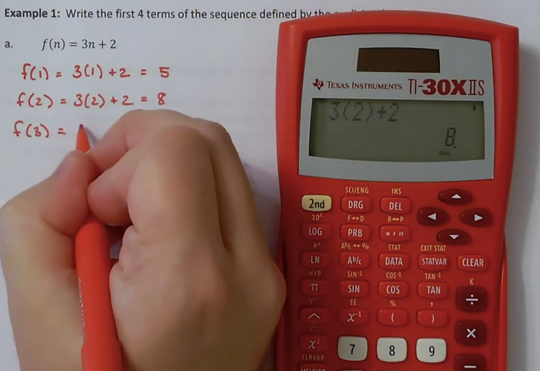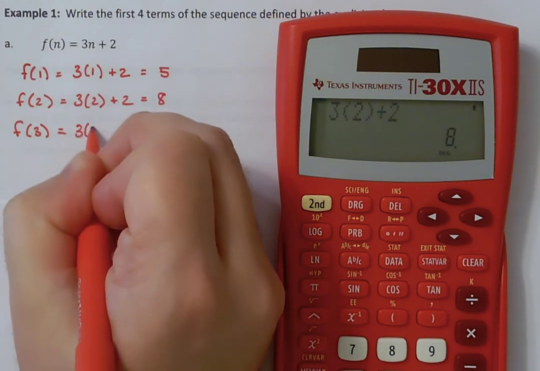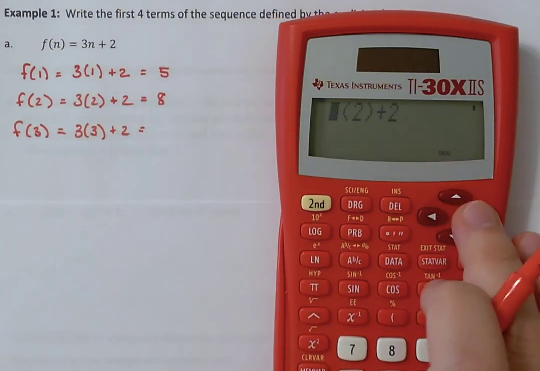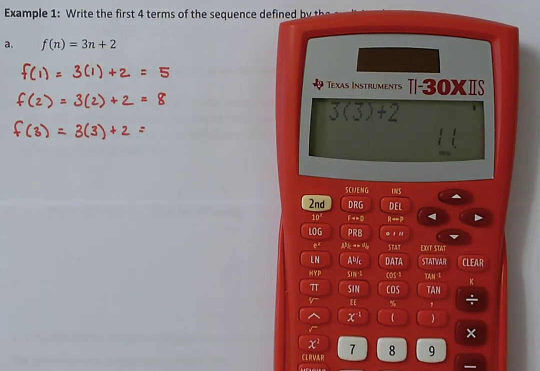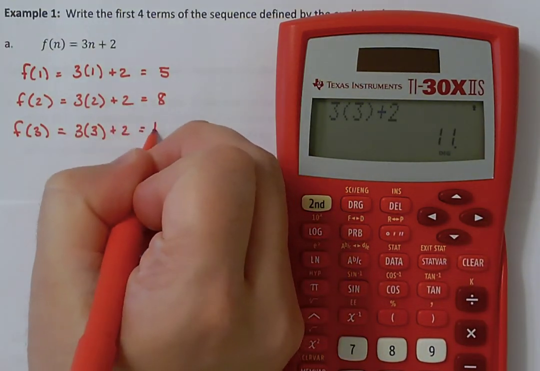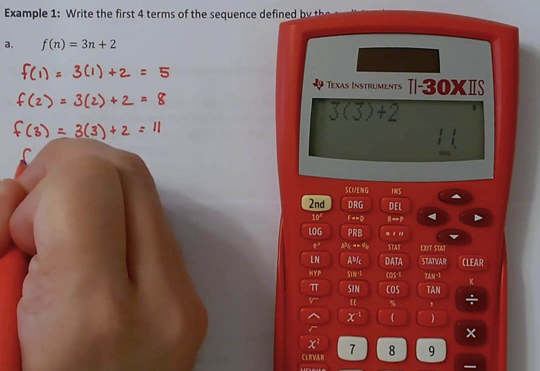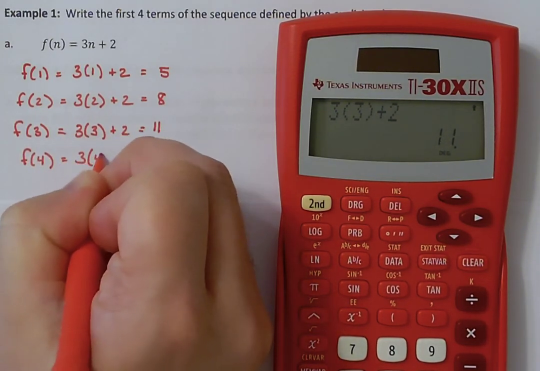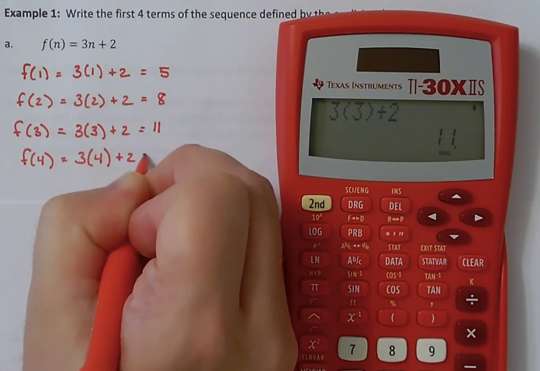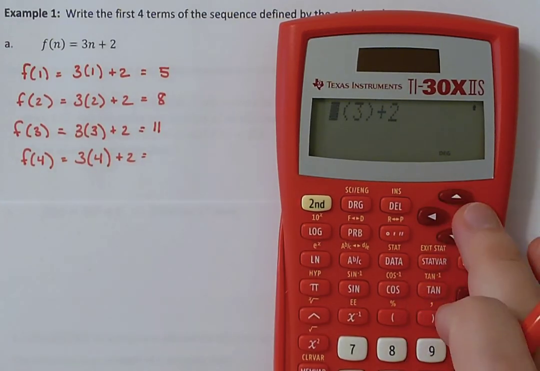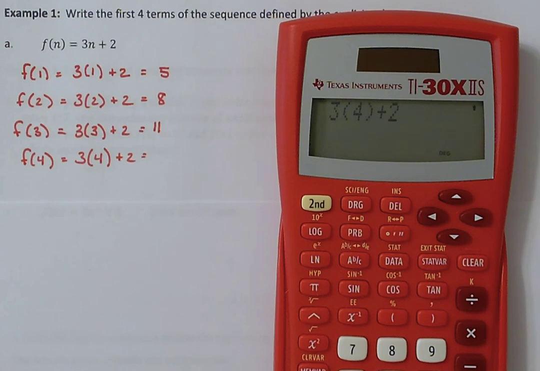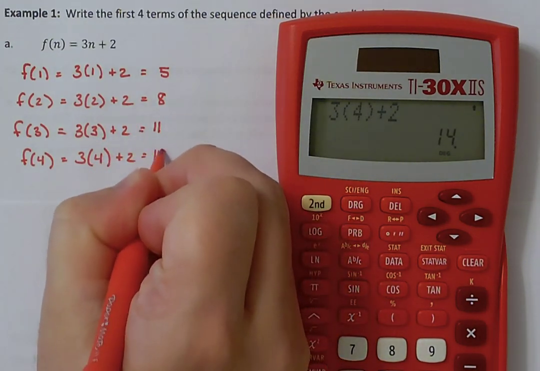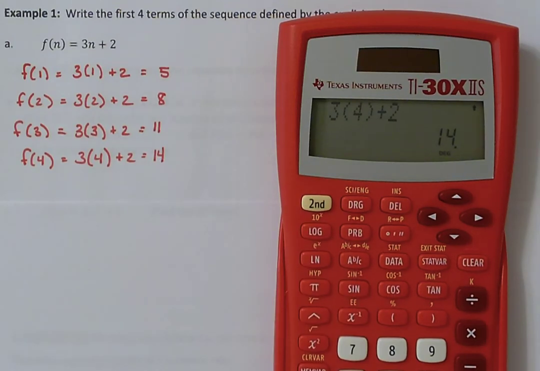F of 3 is going to be 3 times 3 plus 2. And 3 times 3 plus 2 is 11. And then f of 4 is going to be 3 times 4 plus 2. 3 times 4 plus 2 is 14. And we will stop there.